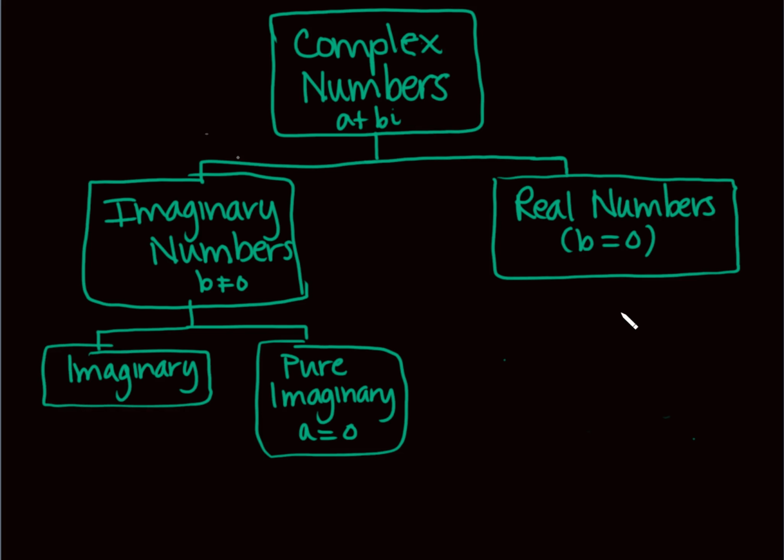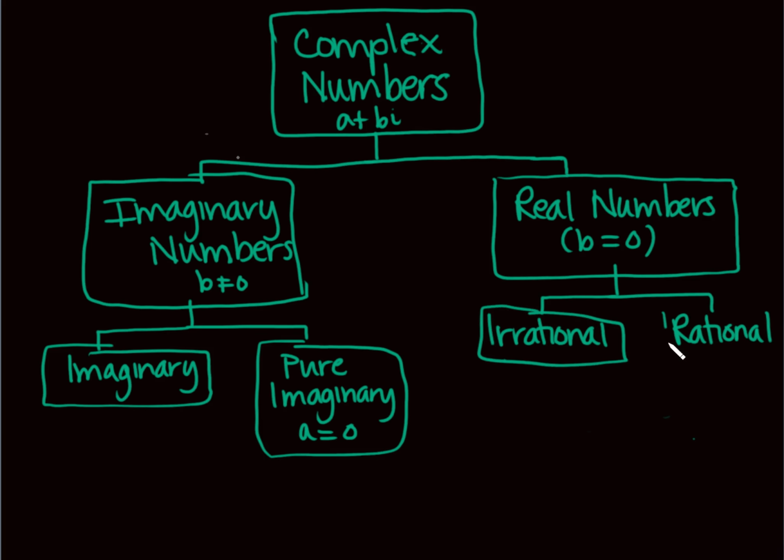Real numbers, we can group these guys like crazy. I can go irrational, like pi or e, and then I can go to rational. And then in the rationals, I can break this one up even more into integers and whole numbers and natural numbers and stuff like that. But that's the idea of what we have when we're talking about this new number system.